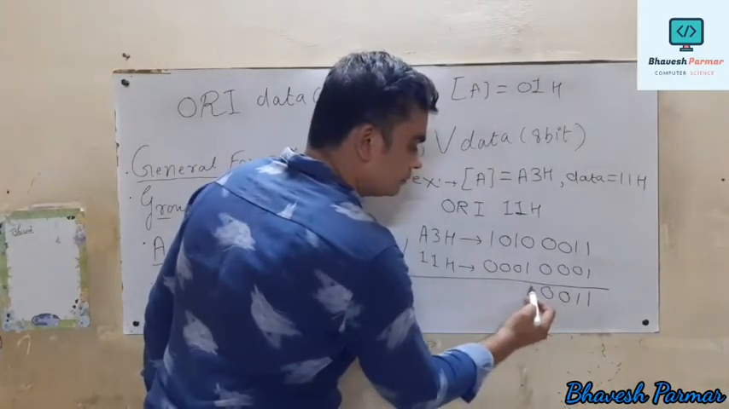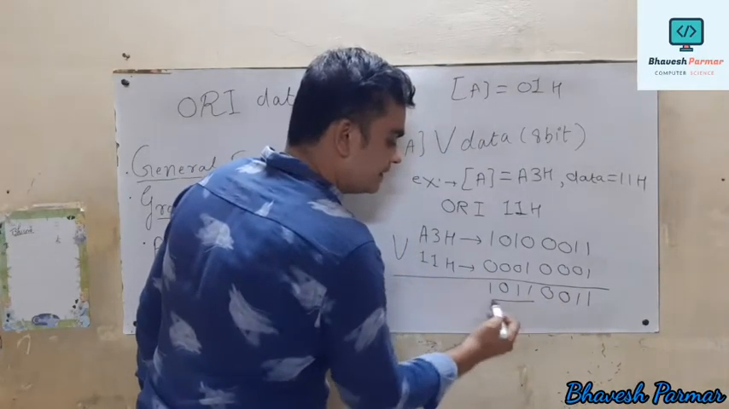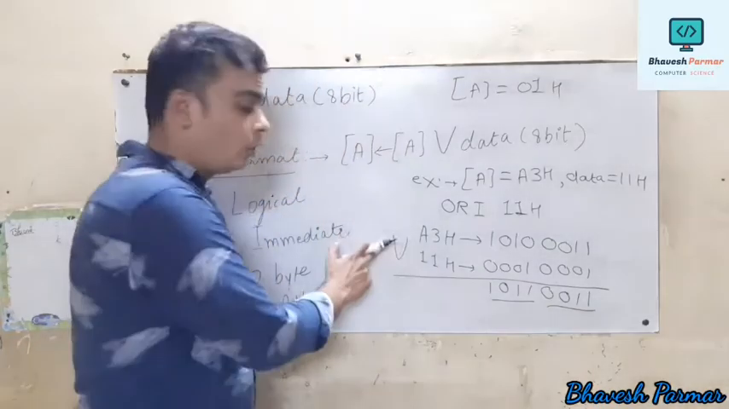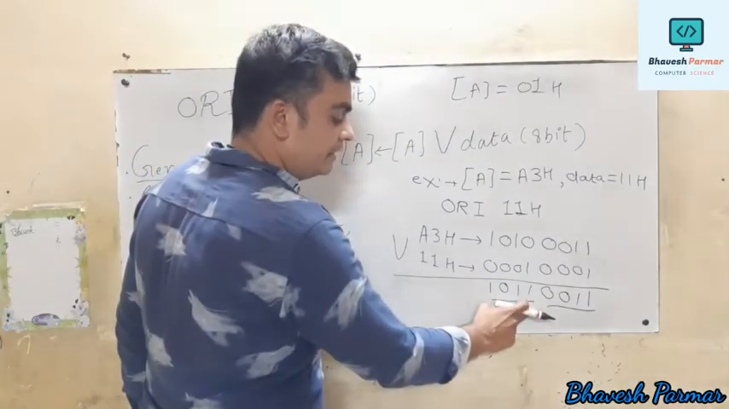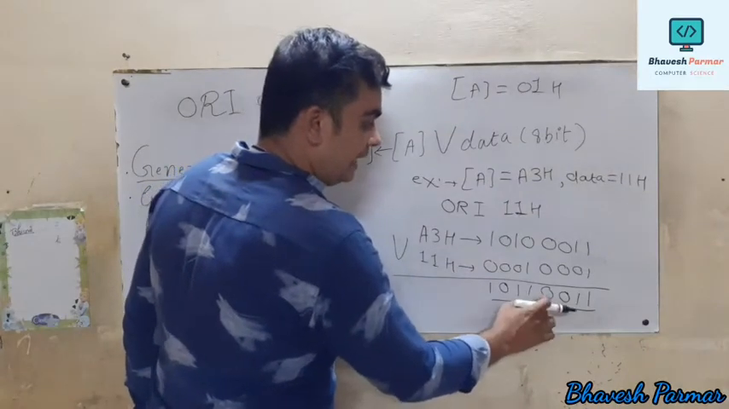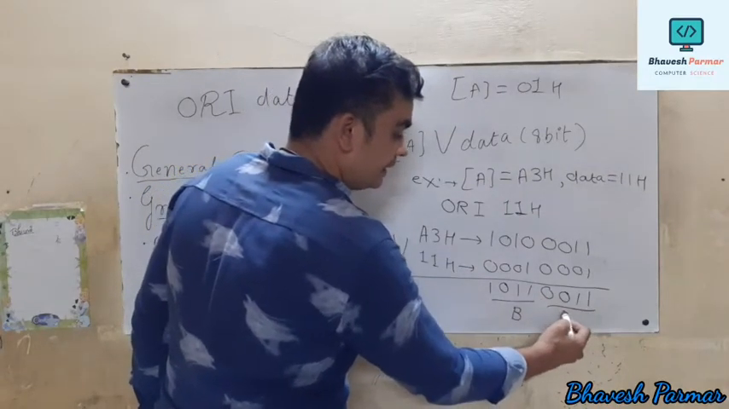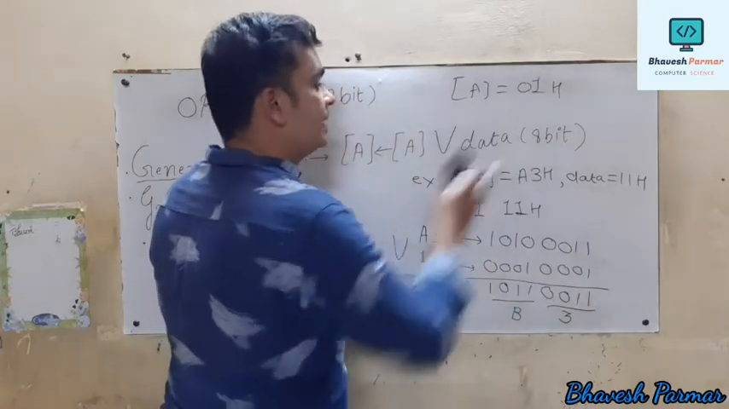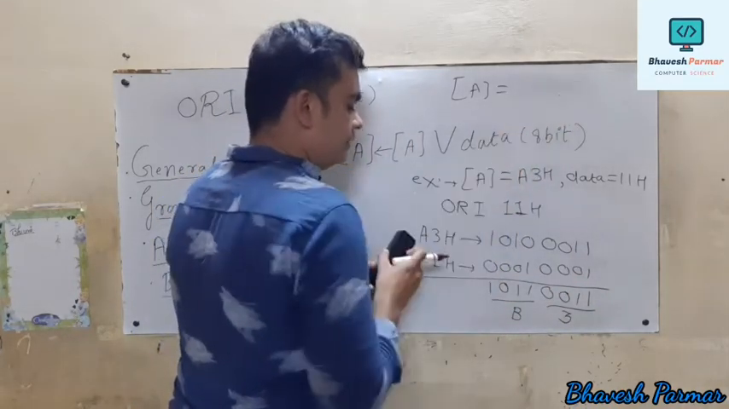So this is the output whenever I apply the OR operation. So 1011 is represented by B, and 0011 is represented by 3. So my answer is B3H.